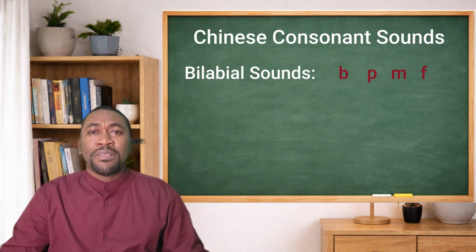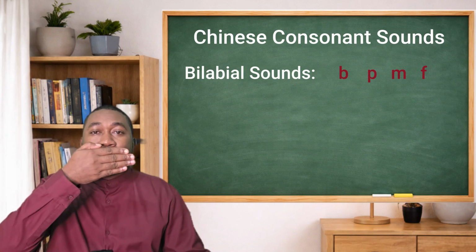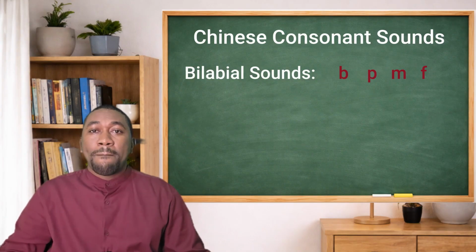So the first letter, B, how does that sound? We say bo, bo, bo. Now, the thing about it is it's very light. You barely feel any air. And we use our hand to test it. So when you put your hand before your mouth, you should barely feel any air coming from your mouth. So let's try together. Bo, bo, bo. All right, very good.